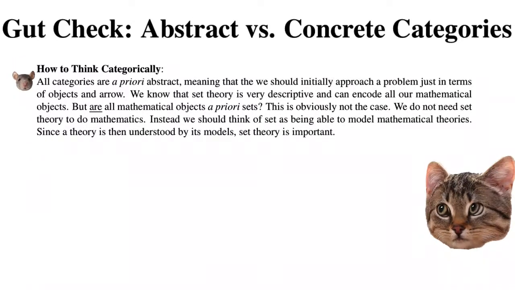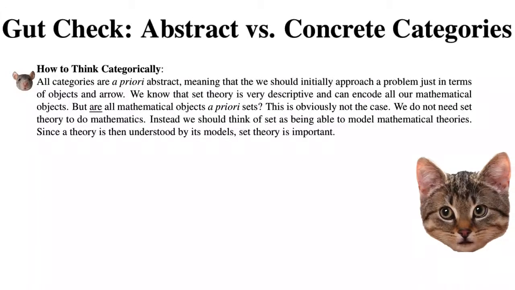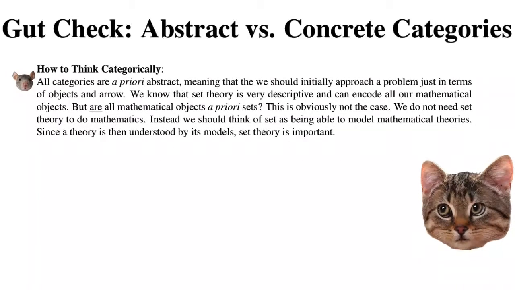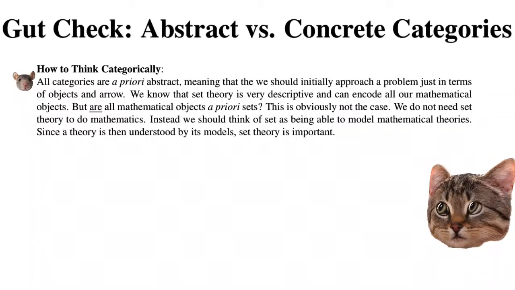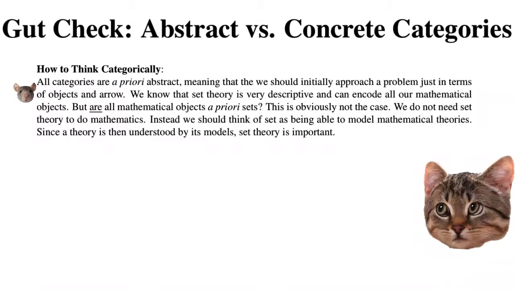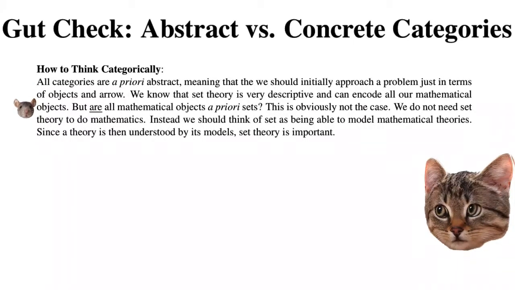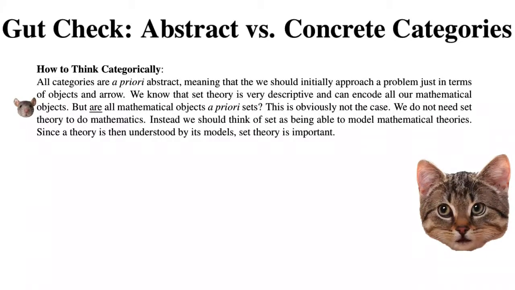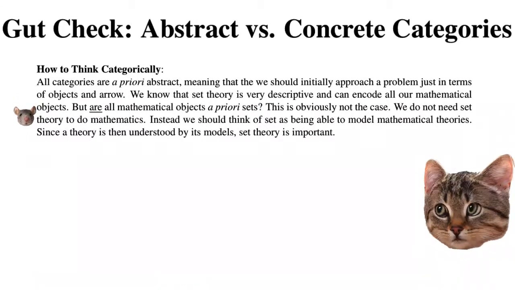A priori, all categories are abstract, meaning that we should initially approach any problem in terms of objects and arrows in mathematics. We know that set theory is very descriptive and can encode all of our mathematical objects, but are all mathematical objects a priori sets? This is obviously not the case. We do not need set theory to do mathematics.